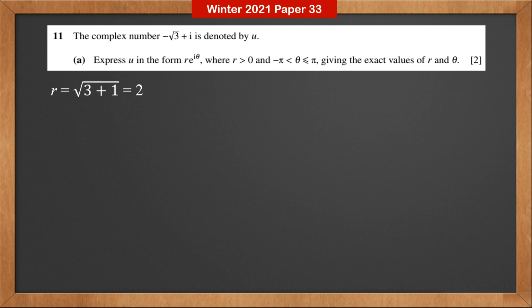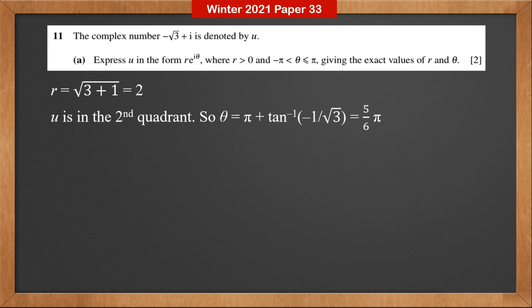r is root 3 plus 1, which is 2. u is in the second quadrant, so theta should be pi plus the inverse tan of minus 1 over root 3, which is 5 over 6 pi. Here, because u is in the second quadrant, it needs to be an obtuse angle. It should be 5 over 6 pi.